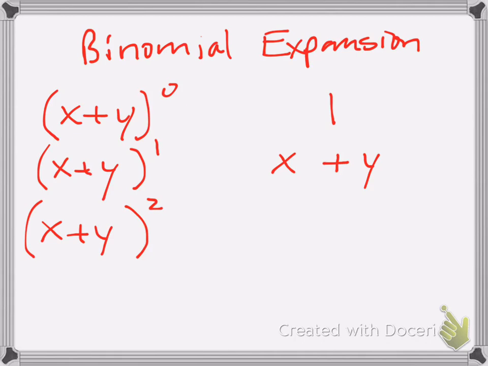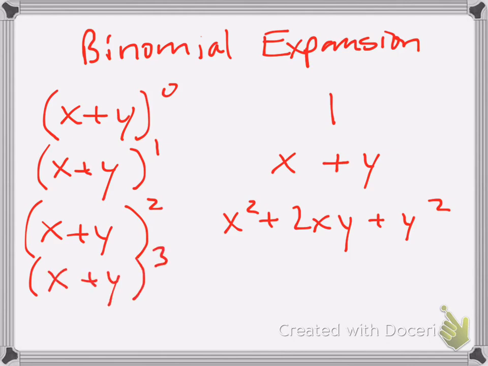So if we multiply x plus y times x plus y, what do we get? X squared plus 2xy plus y squared. Okay, very good. Then we take it to the next step, which would be x plus y cubed. So take a minute. You don't have to start over from scratch because we already have x plus y squared right above it. Take this expression and multiply it times x plus y.